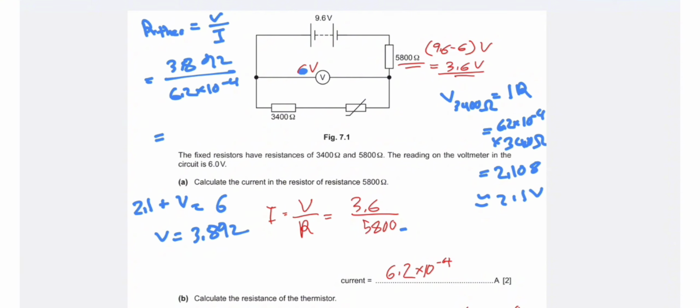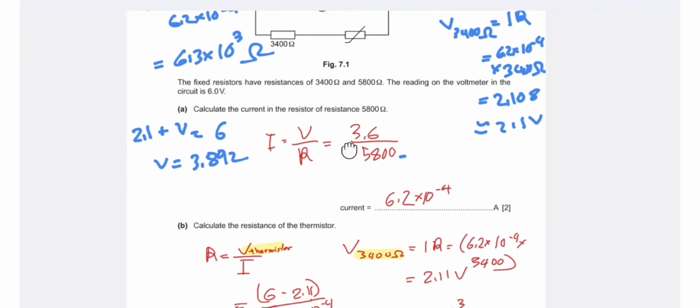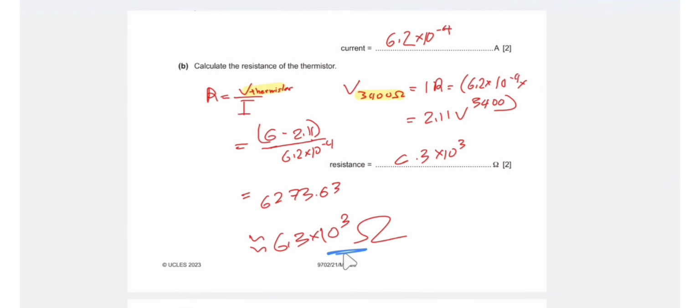So voltage by current, so 6.2 into 10 to the power negative 4. So the resistance that we get is 6.3 into 10 to the power 3 ohm. So 6.3 into 10 to the power 3 ohm as our final answer. So the resistance is 6.3 into 10 to the power 3 ohm.